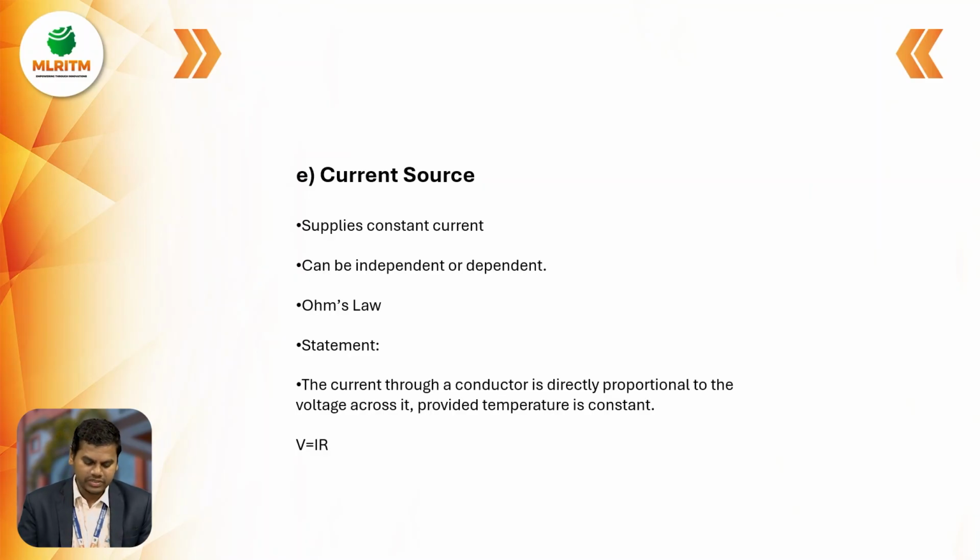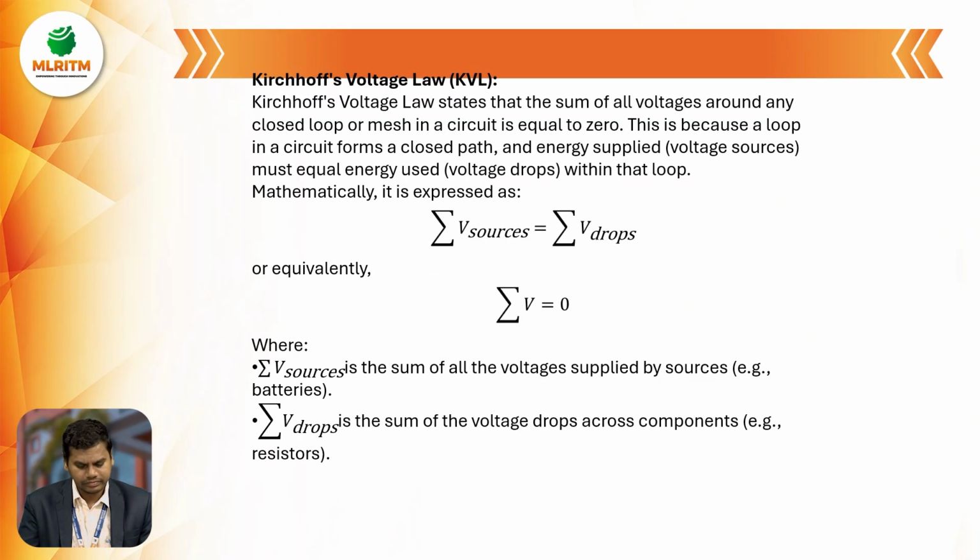Next, I'm taking Ohm's law again. The current through a conductor is directly proportional to the applied voltage at a particular temperature. Simply, it is called V is equal to IR. Next, Kirchhoff's laws. There are two laws: Kirchhoff's voltage law and Kirchhoff's current law. In the voltage law we find voltage, and similarly in the current law we find current.